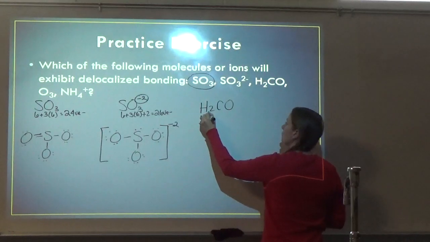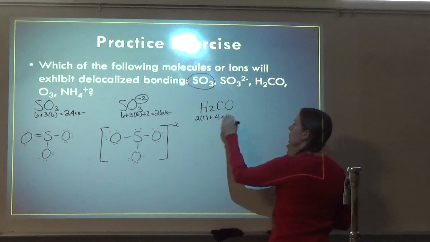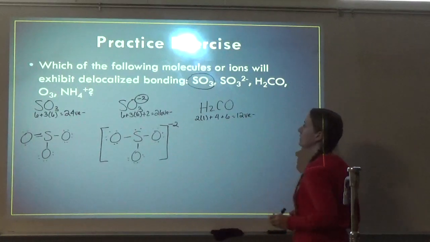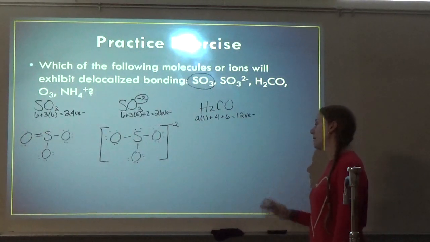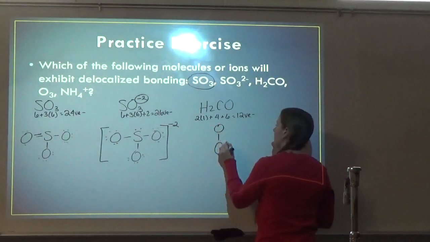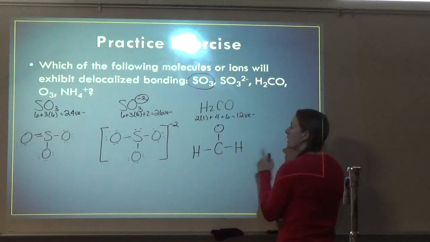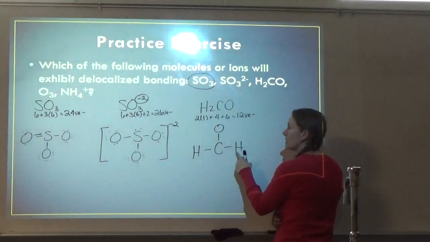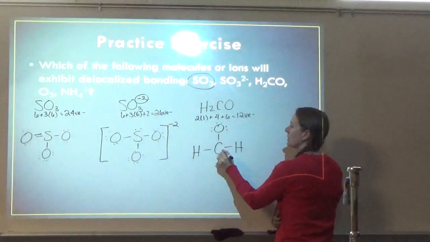All right, so I move on to H2CO. So H has 1 times 2, C has 4, O has 6, for a total of 12 valence electrons. Let me double check my total. If you watched my previous video, remember I made a mistake. All right, so I put my C in the middle. I'm going to bond my O and my H's. Okay, so H has 2, so it's good to go. O needs 6, and C needs 2, 4, 6, so it needs 2.